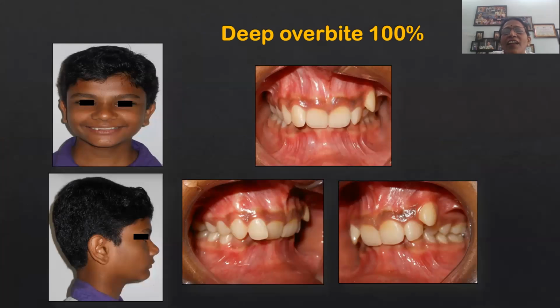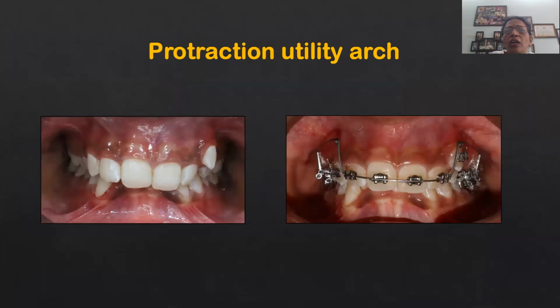Now, we often get a class 2 due to a situation like in this patient, where there is 100% deep bite. And here we need an intrusion. Since the incisors are retroclined, we need a proclination also. So in such a case, the protraction utility arch works best. You can procline the incisors, you can intrude the incisors, and when you procline the incisors, the overjet increases.